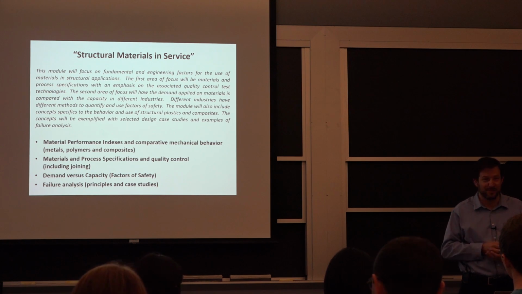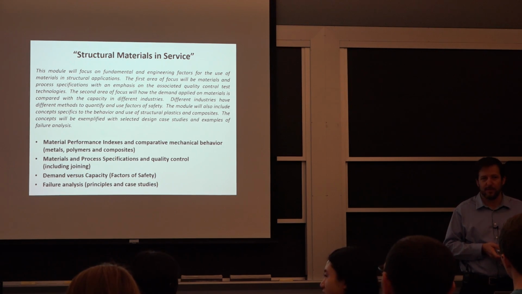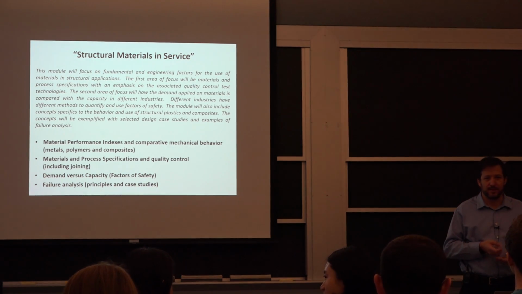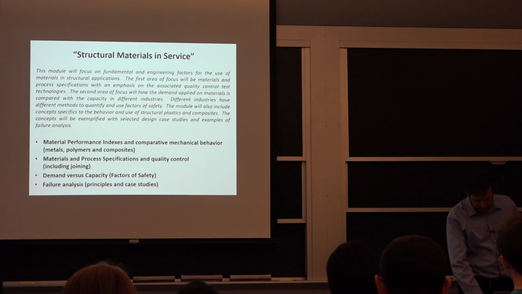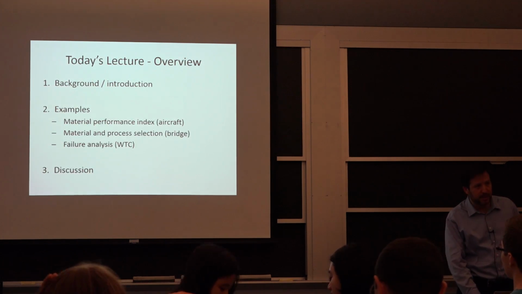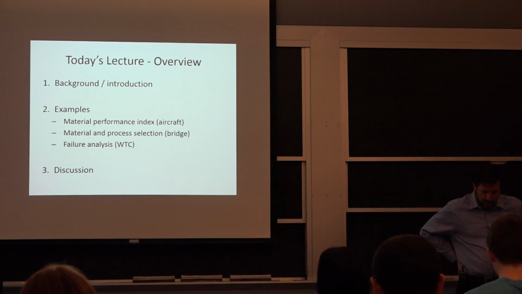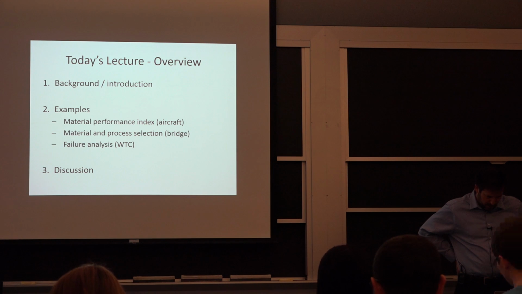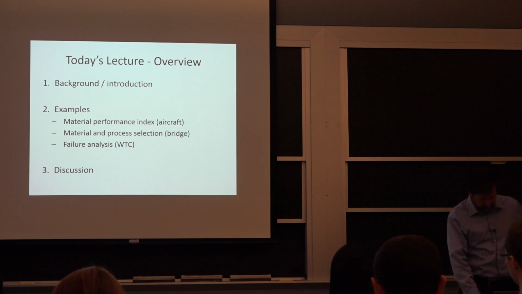I get more excited. So, we can do plastics, ceramics, and metals. If you're graduate students here in the class, if you have something in your thesis that you're working on, we can go over that. For today, it's just a general introduction. I'll talk a little bit more about what I'm doing, and then we'll go through a few examples in these three categories: material performance index, specification, and then failure analysis.